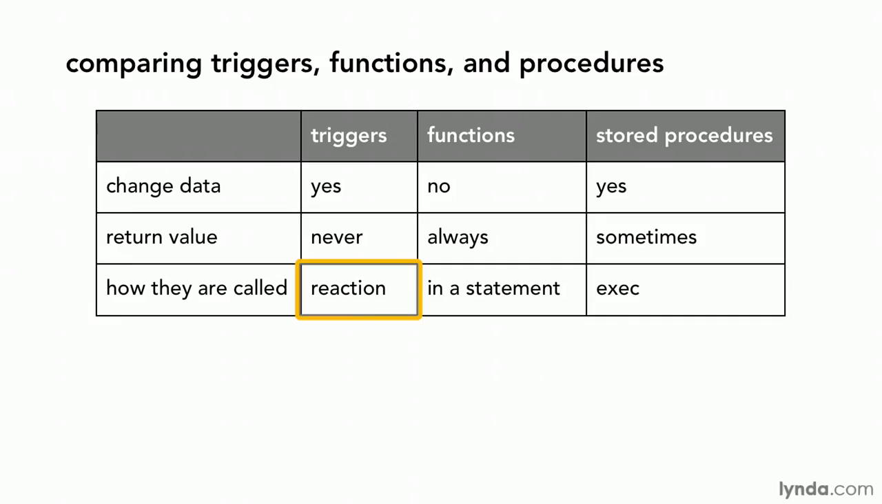Calling triggers is yet again a third technique. There is no way for me to issue a command that causes a trigger and just a trigger to run. A trigger always runs as a reaction to something. So I do something else on my machine, the machine performs that action, and then afterwards runs the trigger. Most commonly, triggers react to update, insert, or delete statements.